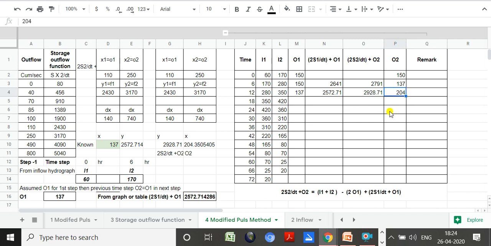Let us stop here. Please continue this procedure. For the next time step, O2 in the previous step, which is 204, becomes O1 in the current time step. Now please continue the procedure.